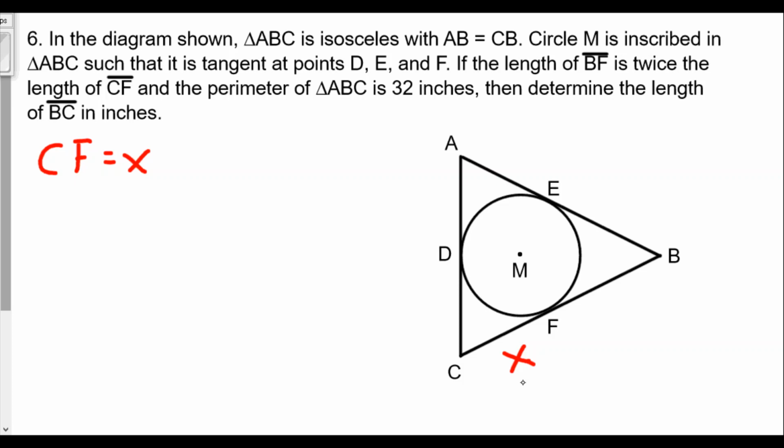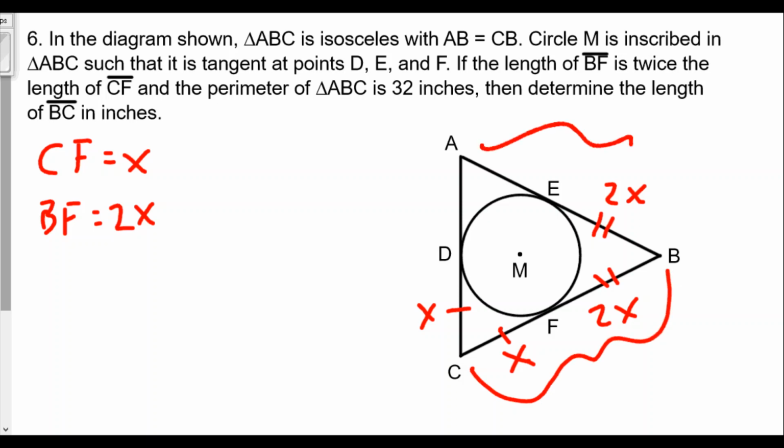But again, we know that when two tangent segments intersect outside a circle, the segments must be congruent. Therefore, CF is the same measure as CD, which will be x as well. Now, BF is twice as long, therefore 2x. And BF is congruent to BE, so that's 2x. But considering that the measure of BC and the measure of AB are the same, this must also be 3x, and of course this will be the same measure too.